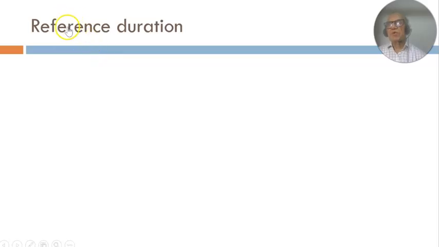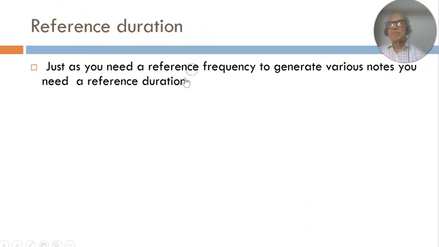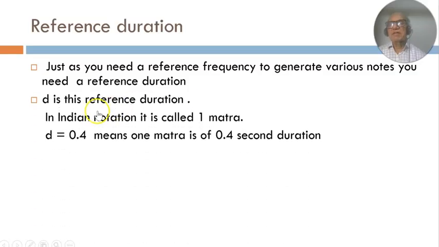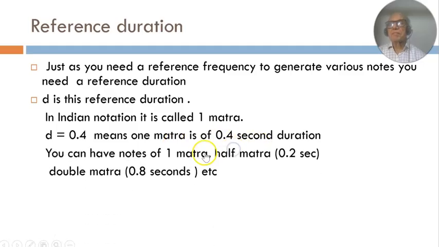But let us say something more about this reference duration, D. So just as you need a reference frequency to generate various notes, you need a reference duration, and D is our reference duration. In Indian notation, this is called 1 matra. So D equal to 0.4 in our program means 1 matra is of 0.4 second duration. You can have notes of 1 matra or half matra, that will be only 0.2 second, double matra 0.8 seconds, by passing an appropriate value to this variable D to the function.